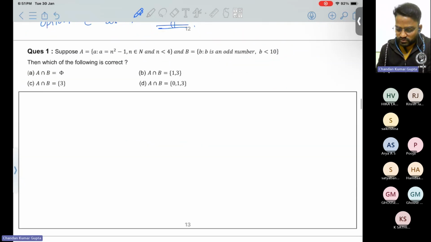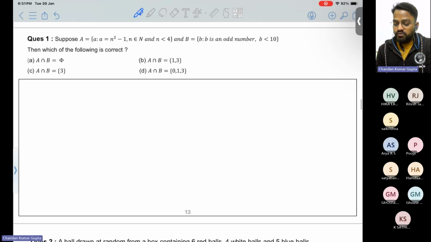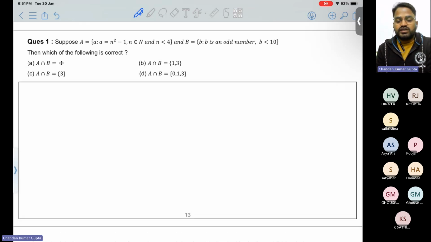Now from question number 1, from here onward, we are going to discuss the questions related to probability. One thing that I have learned is that probability is actually logic. It's about how much you logically think, and you may play with numbers.